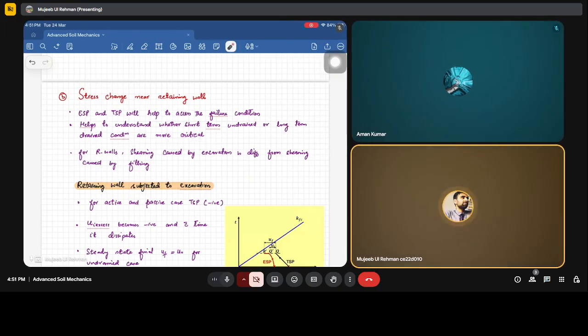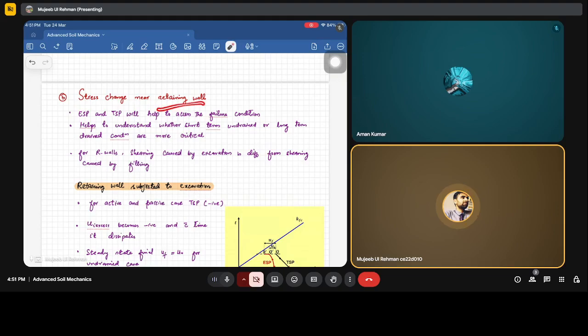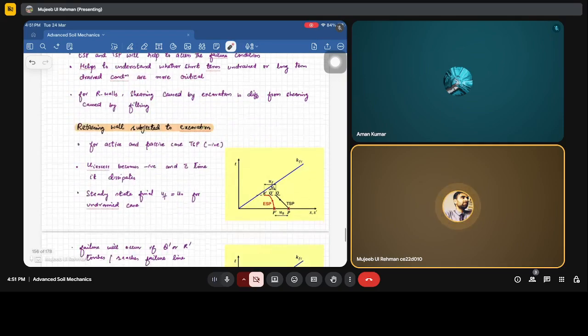So in the excavation, we have two things to discuss. One is the stress change near the retaining walls. Near the retaining walls, it can be excavation or filling. So the shearing caused by the excavation is different from the shearing caused by the filling. So retaining walls subject to the excavation.